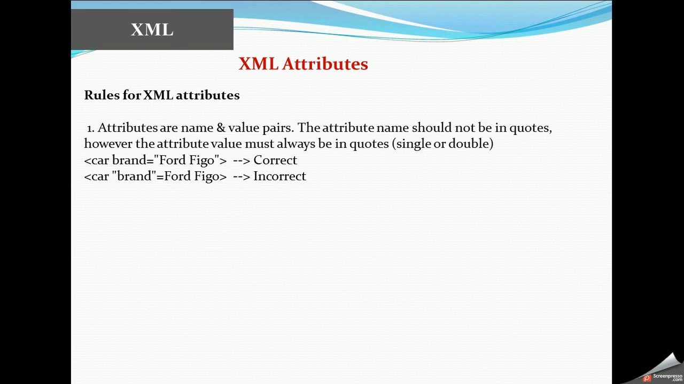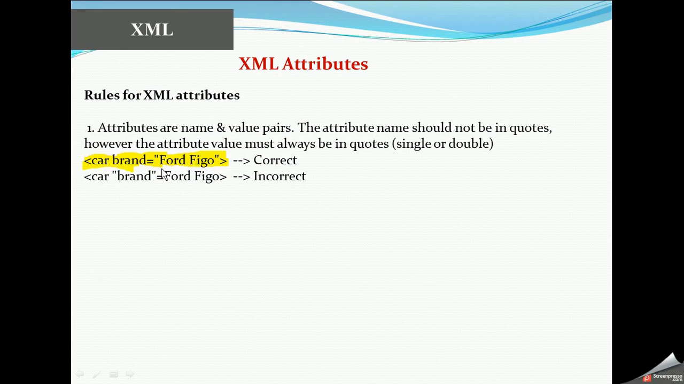Now again we have some rules for writing XML attributes. The first rule is attributes are name and value. So you must always have a name in the attribute. You must have a name, that is, the name is brand, and then you must have the value. You are seeing that over here: attribute name and value.